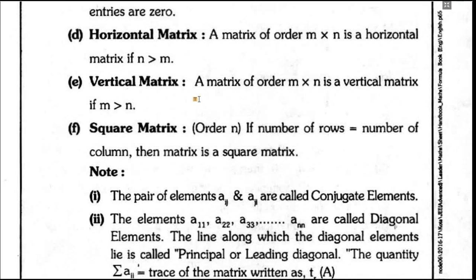Horizontal matrix: a matrix of order m by n is a horizontal matrix if n is greater than m. Vertical matrix: a matrix of order m by n is a vertical matrix if m is greater than n.